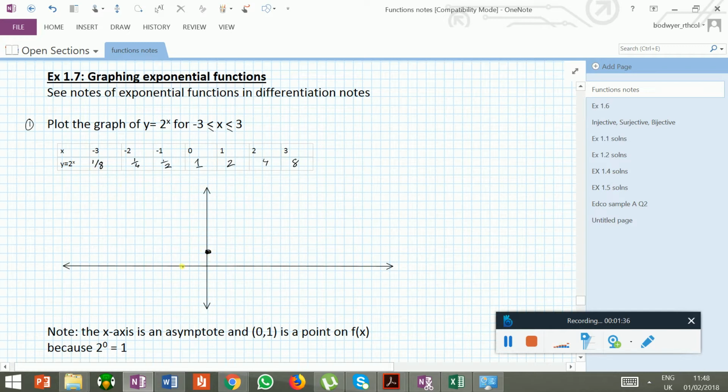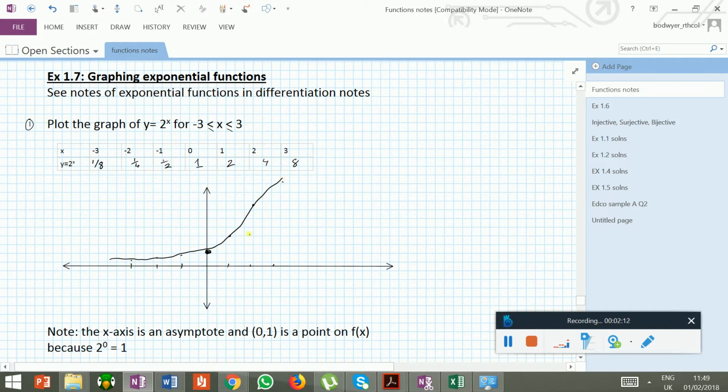If we go back here, again very roughly, at -3 you're way down here at an 1/8. At -2, you're at a quarter. Again, not to scale, this is just to show you that it's gradually getting bigger. When we're at 1, you have a 2. When you're at 2, you're at a 4. And when you're at 3, you're at 8. So it starts to rise quite steeply from then on. It kind of looks something like this.